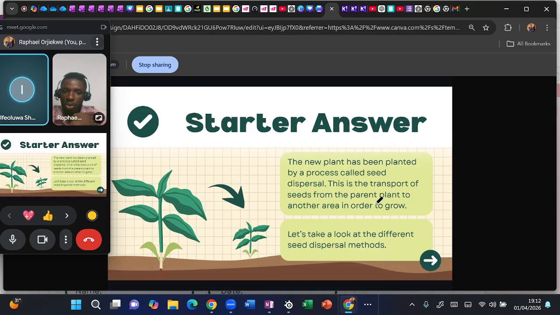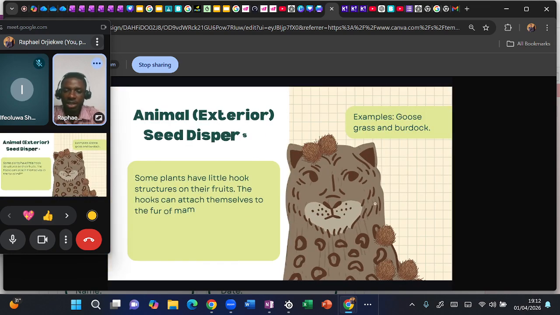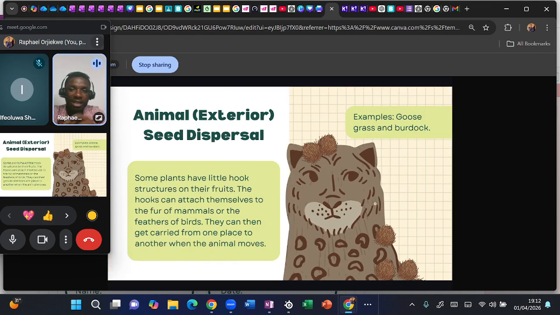Yeah. So, transportation of those seeds from the parent plant to another area in order to grow. That's what seed dispersal is. That's exactly what seed dispersal is. So let's look at the methods.